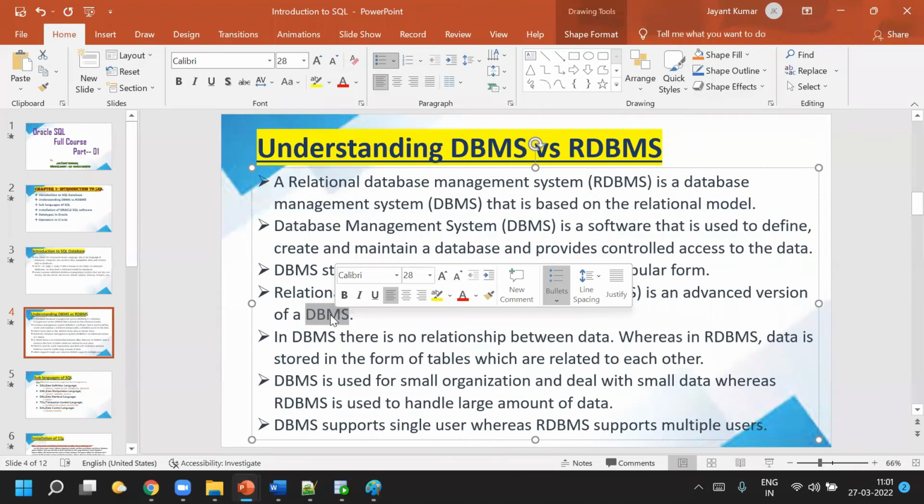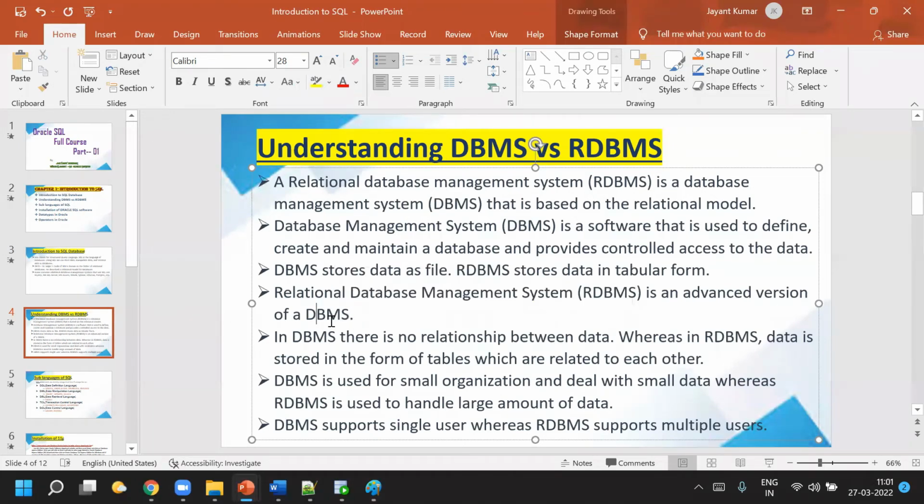Nowadays, tables also become interlinked, and they will fetch data from multiple tables. So in DBMS there is no relationship between data, whereas in RDBMS data is stored in the form of tables which are related to each other. Multiple tables will be related to each other, and from one table you can join another table and fetch data accordingly. Related data. So relational means related data.